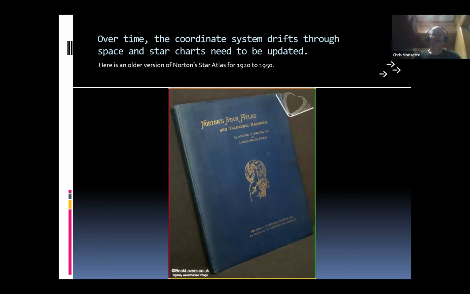So I mentioned earlier that star charts need to be updated. Here's a picture of an atlas that was built for the 1920 to 1950 time period. I think the last time the star charts, etc., were updated was in the year 2000. So we're probably due for a big overhaul, at least in the printed versions, in 2030. Now, as we've gone more electronic with everything, that need probably is not as urgent as it used to be.